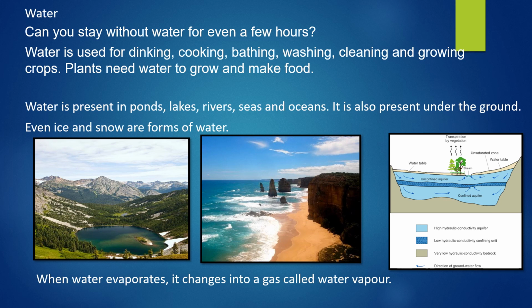When water evaporates, it changes into a gas called water vapor. When we wash a cloth and keep it in front of the sun or outside our house, it dries after some time. Where does the water go? It goes to the atmosphere, so it evaporates. The process of evaporating is called water vapor. The water which becomes vapor is water vapor.